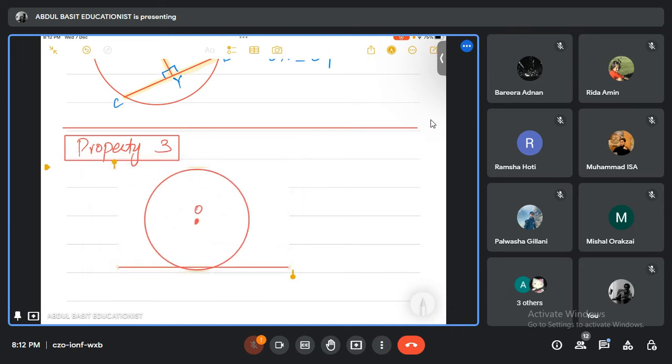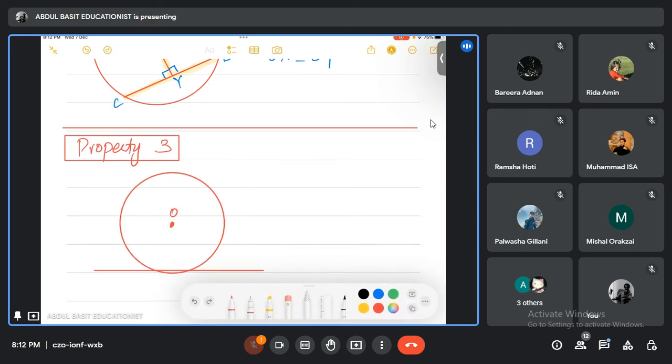Wait a minute. Let me draw the tangent in a very correct way. Actually, the tangent is not drawn with the correct pattern. So wait a minute.